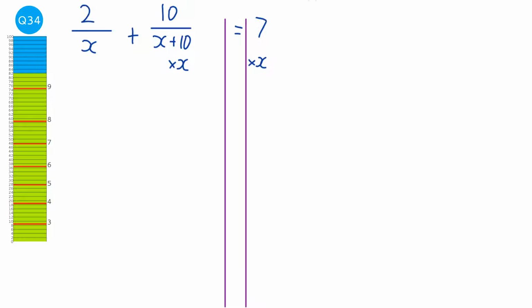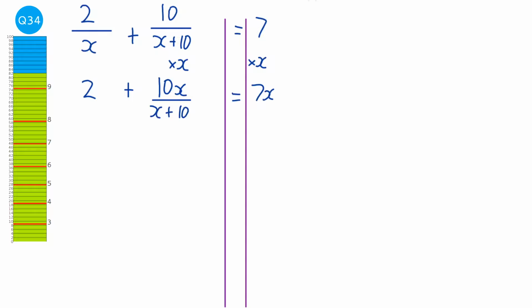So we're going to times the first fraction by x, which will just give us 2. Times the second fraction by x. Well, when you times a fraction by something, you times the numerator. So it would be 10x over, and it would be x plus 10. Denominator stays the same. And here it just becomes 7x.